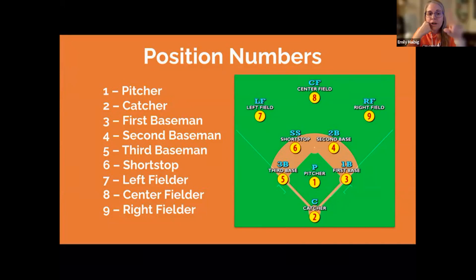So it goes 3, 4, and then it goes over to 5 for third base and comes back to shortstop for number 6, and then jumps out to left field and goes 7, 8, 9. So those numbers are going to be used to record the defensive plays when an out is recorded.